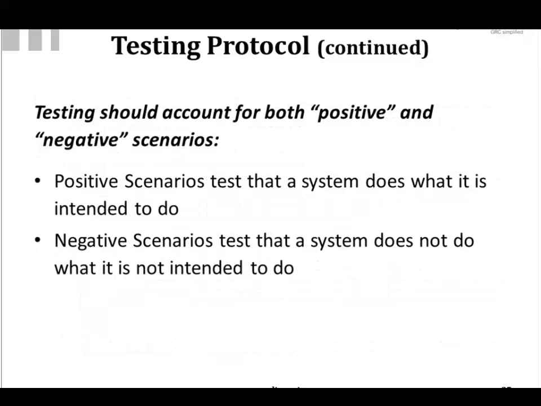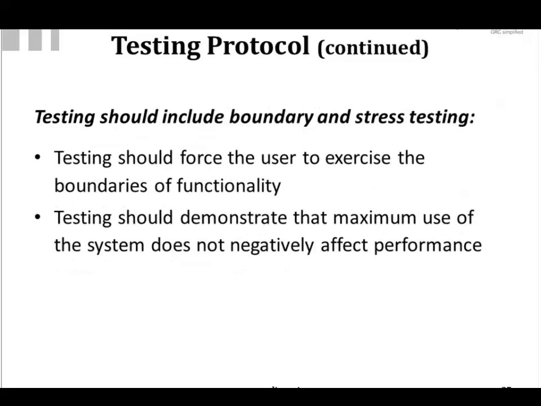And testing should also include positive and negative scenarios. So the positive scenarios show the system does what it's supposed to do. But a negative scenario is testing to make sure it does not do what it's not supposed to do. It should also include boundary and stress testing. Force the user to exercise the boundaries of the functionality and try to go beyond what the system is supposed to do and see if it can.